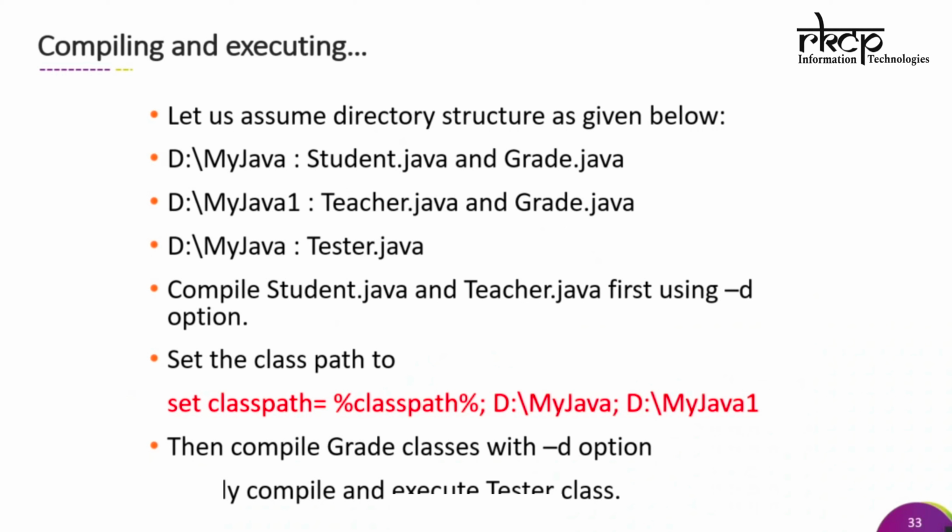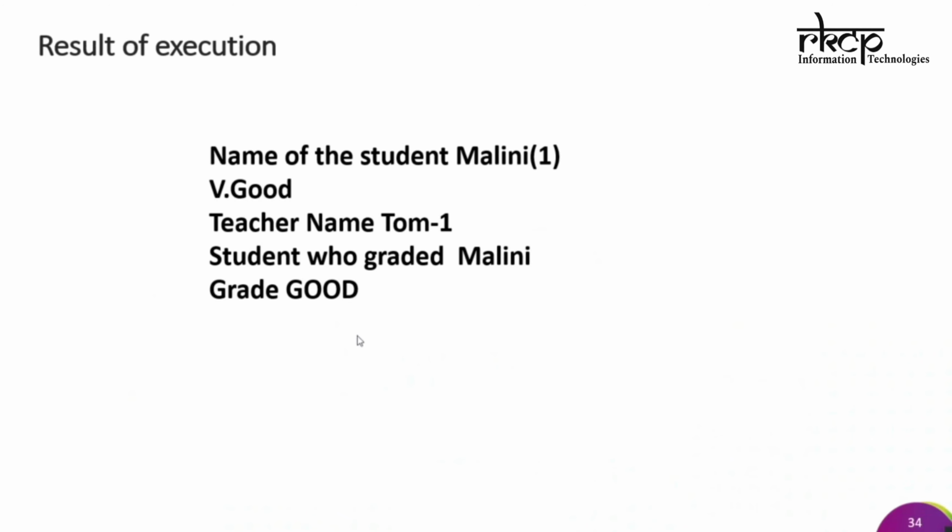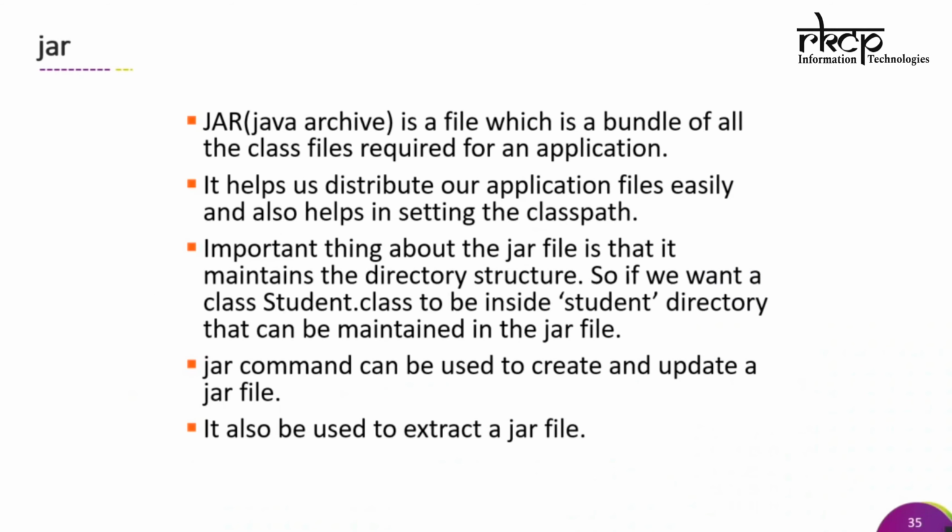Suppose you want to execute from some other location, where you are not in the same location as your class. In that scenario, you can set your class location with the help of the classpath. On your command prompt, you can set the classpath to the location of your class. Then if you execute, it will work. Otherwise, you will not be able to execute. Don't worry, I will show this example practically, so it will be easy for you to understand.